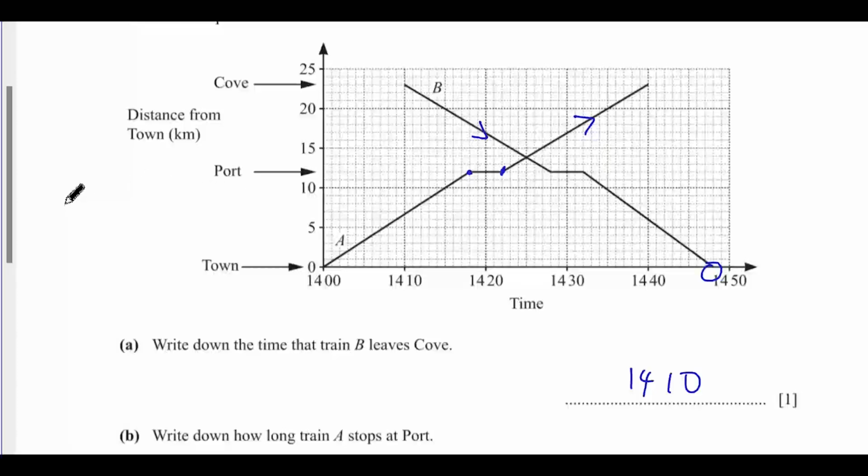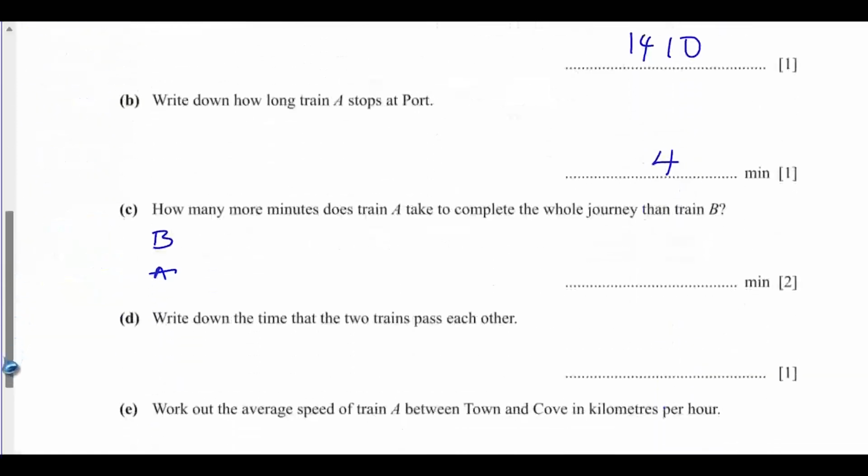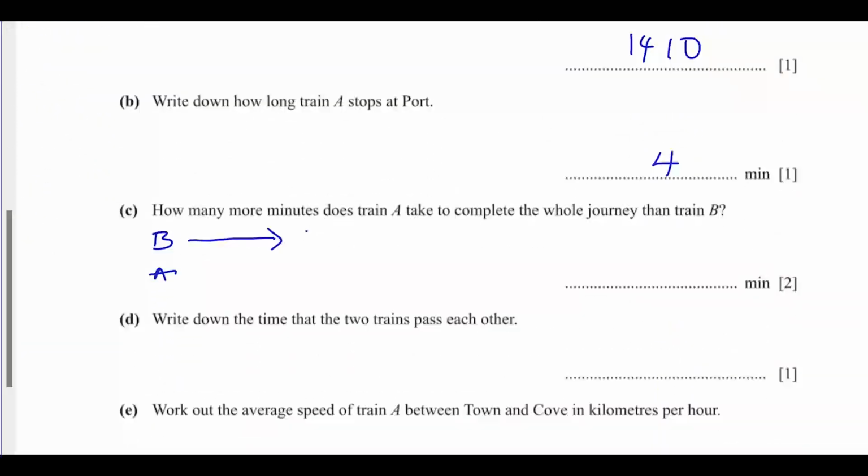So that means the time taken will be 14:48 minus 14:10. So this will give us 38 minutes. So come down here. So B implies 38 minutes.